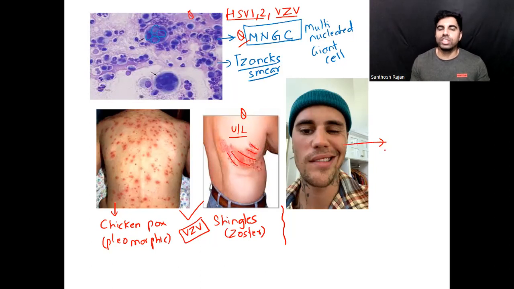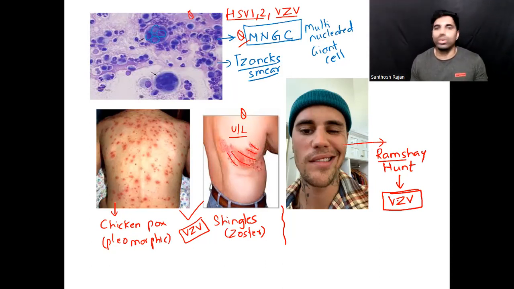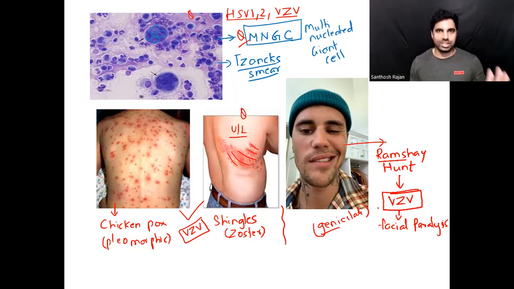Now, when you get facial paralysis, the Justin Bieber picture, that is called Ramsay-Hunt syndrome. Which virus causes Ramsay-Hunt? Varicella zoster virus. We call it Ram; in Tamil they call it Ram, and Ram is a god's name. However you want to remember, Ramsay-Hunt means varicella zoster virus. That is your facial paralysis. And one more thing: the geniculate ganglion is affected. Geniculate, genie. Ram has a genie and he got a facial paralysis. Remember it like that.